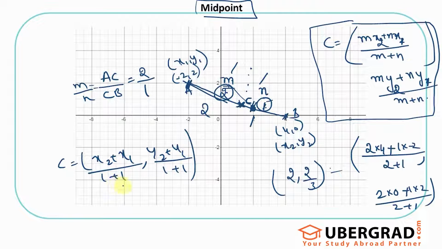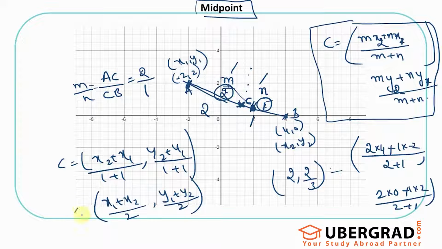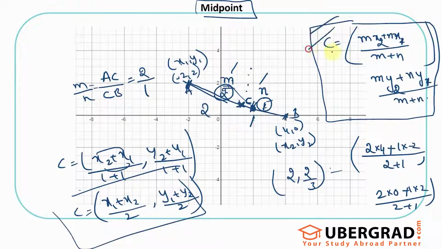So by is 2, right? So similarly, the formula would be written like this: x1 plus x2 by 2, comma y1 plus y2 by 2. I'm just swapping this 2, right? It's the same thing. So that's the simplest formula you'll see for the midpoint, which can be derived fundamentally if you understand this part well.